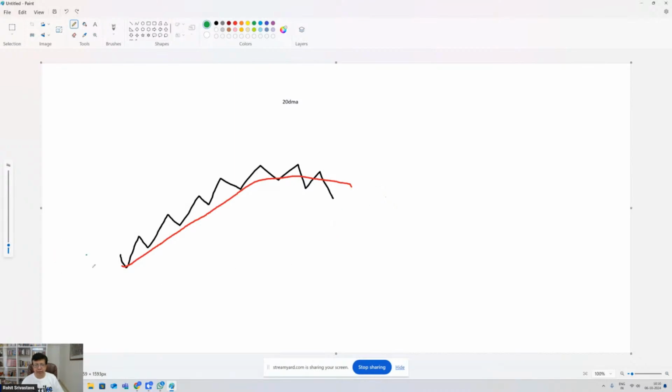In the same way, even when the trend is down, at some point prices come above the red line from below the red line. And that is a sign that the trend is changing from down to up. Okay, so that is the importance of a moving average that we use.